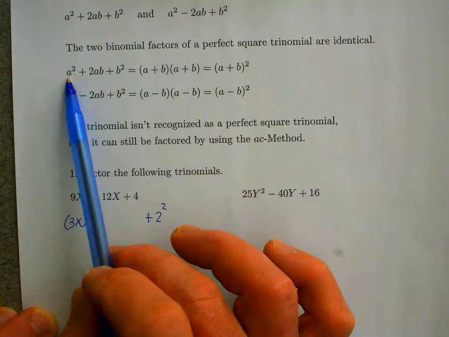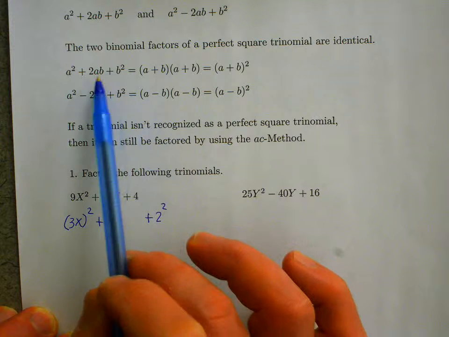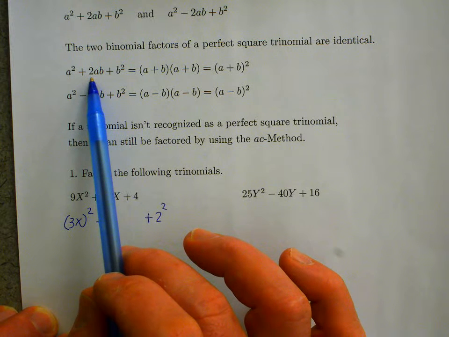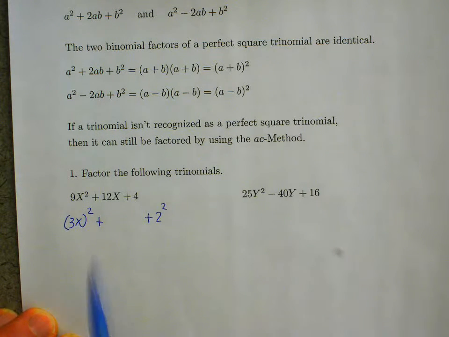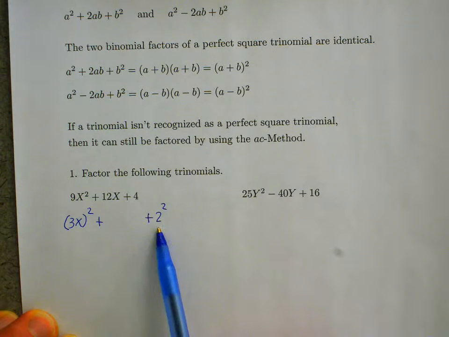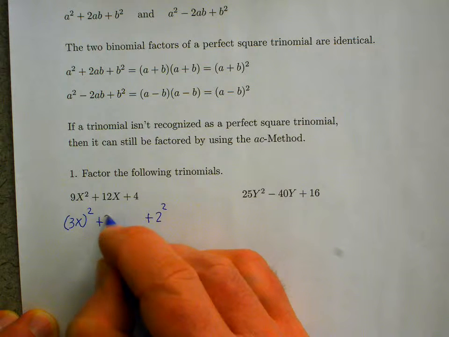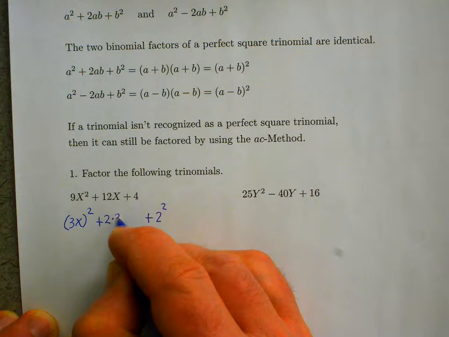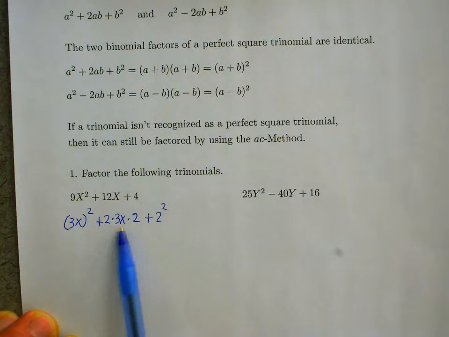The term on the left, a to the second, is a perfect square. The term on the right, b to the second, is a perfect square. In order for it to be a perfect square trinomial, the middle term has to be plus 2 times a times b. So in this case, the term that takes the place of a in the formula is 3x, and the term that takes the place of b in the formula is 2. So we want to see if the middle term is the same as 2 times a times b. This has the form 2 times a times b.